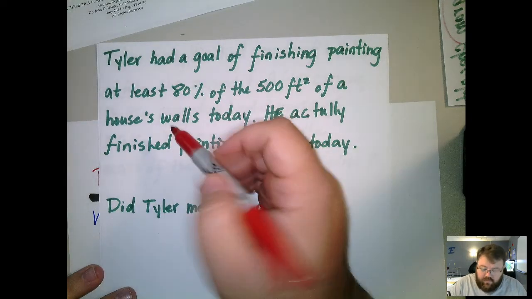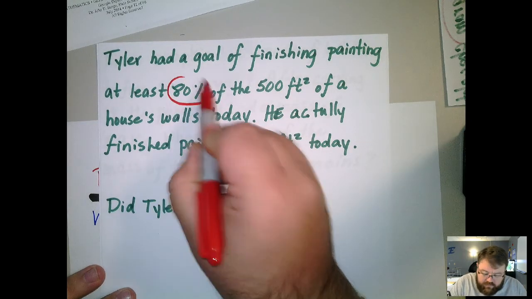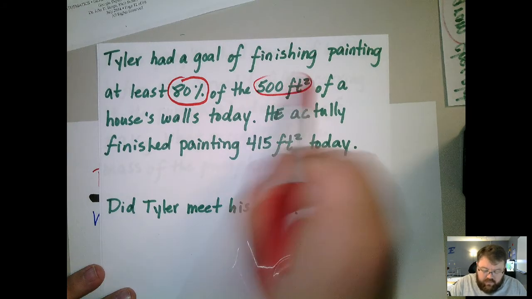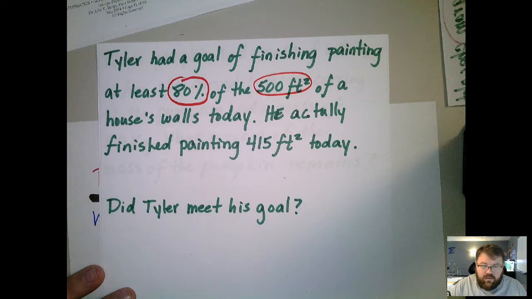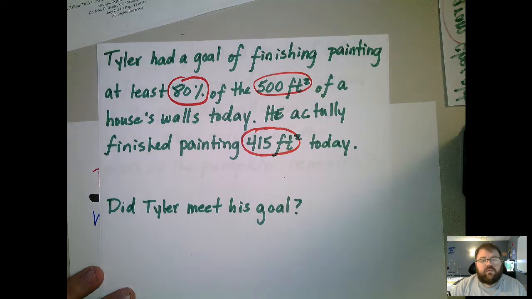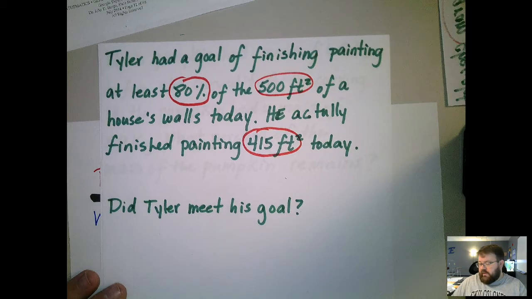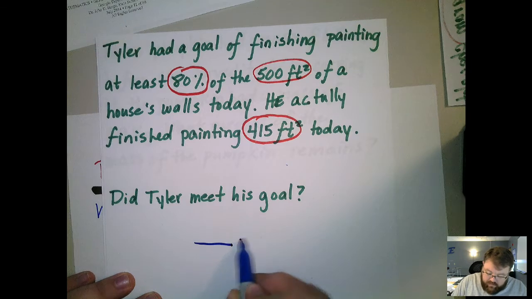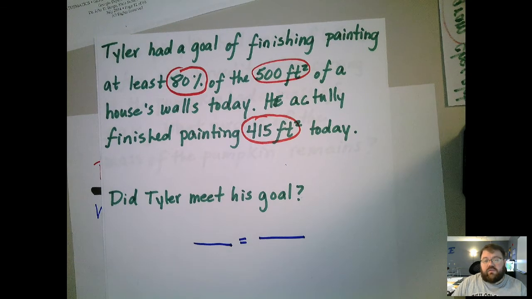let's go through and use cubes. We have 80%. 500 square feet, you could circle it if you wanted to. He actually finished 415. Okay. Did Tyler meet his goal? So in order for us to determine whether or not he met his goal, we need to figure out what the amount he actually did was.